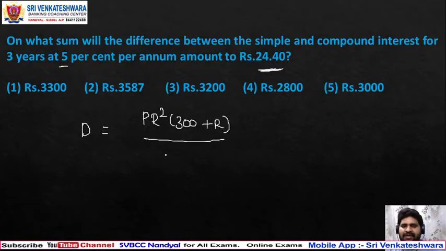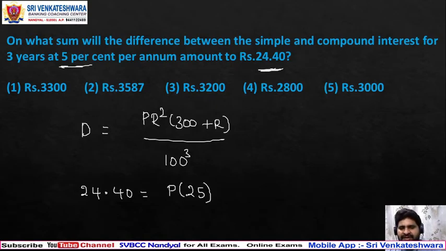This is the formula. So I know the difference amount D, and I require the P value, and the given R also. R is nothing but 5%. Let's substitute. D is nothing but 24.40, and P we have to calculate. R square, that is 5 5s are 25, and 300 plus 5 is 305. 100 cube, I'll break into 100 into 100 into 100.